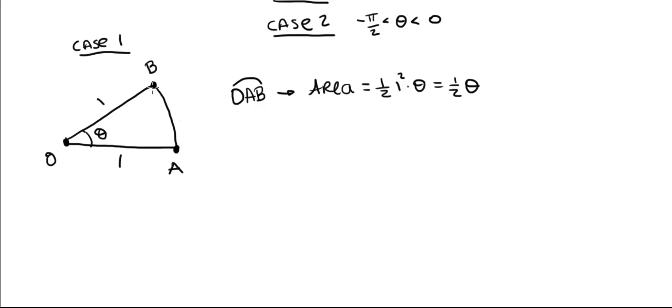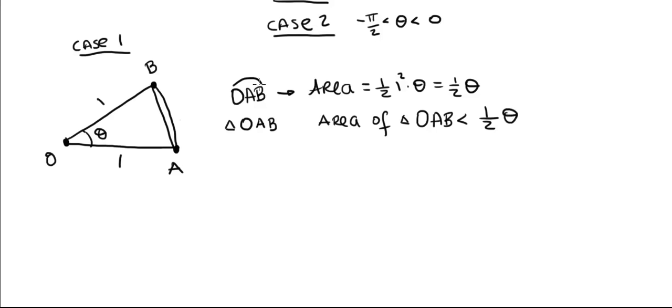Now let's form a triangle, and this is triangle OAB. As you can see from this picture, the area of this triangle is less than the area of the sector. So we can write this down: the area of triangle OAB is less than the area of the sector. We already know that that's 1/2 theta. So what is the area of this triangle OAB?